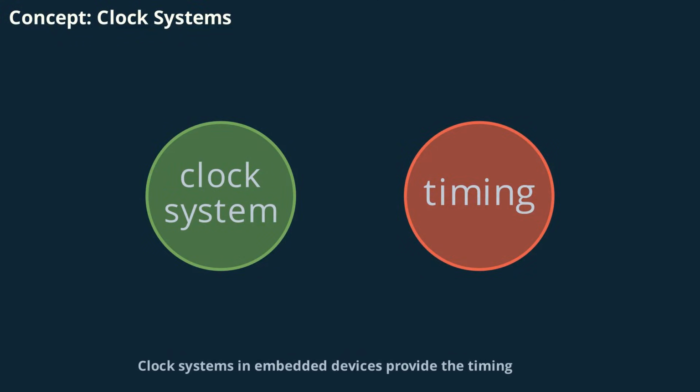Clock systems and embedded devices provide the timing signals that synchronize operations across the entire system. The configuration of these clocks affects everything from peripheral communication to power consumption. By understanding clock trees and prescalers, developers can fine-tune system performance and efficiency, which is especially important for battery-powered applications.